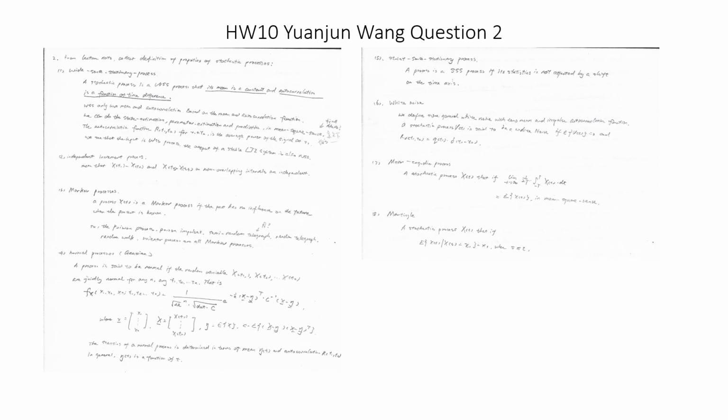Number 7, a stochastic process x(t) is said to be mean ergodic if the limit as T goes to infinity of 1 over 2T times the integral from negative T to T of x(t) dt is equal to the expected value of x(t) in the mean square sense. Number 8, a stochastic process x(t) is said to be a martingale if the expected value of x(t) given x(s) is equal to x(s), where s is smaller than or equal to t.